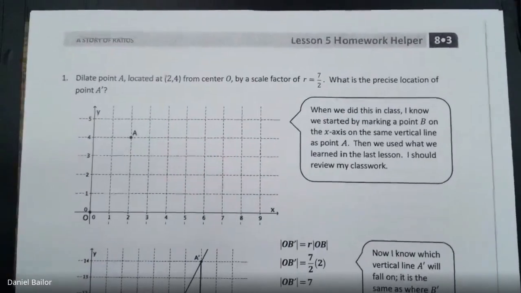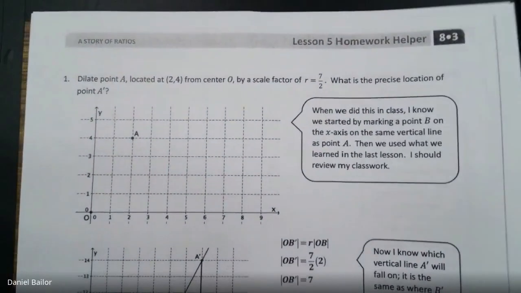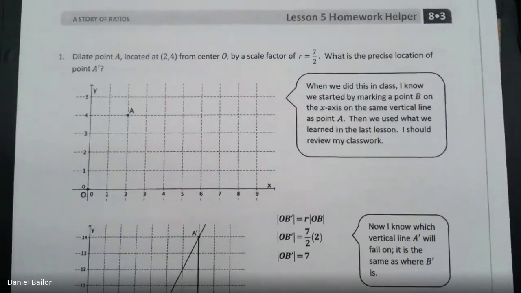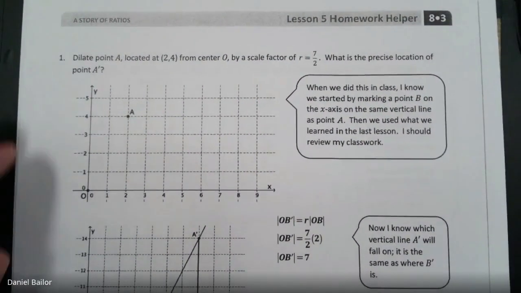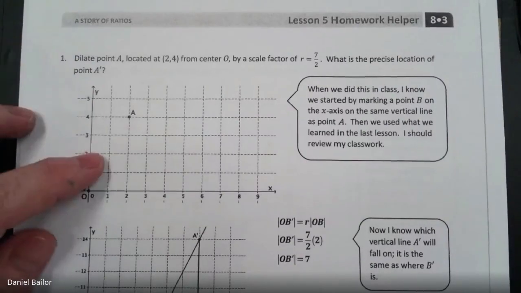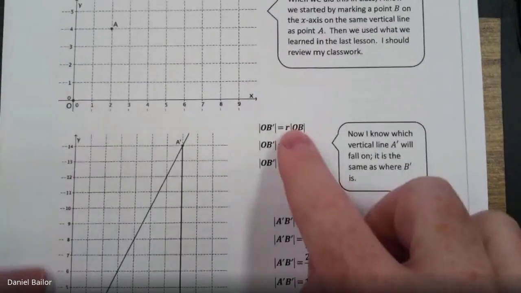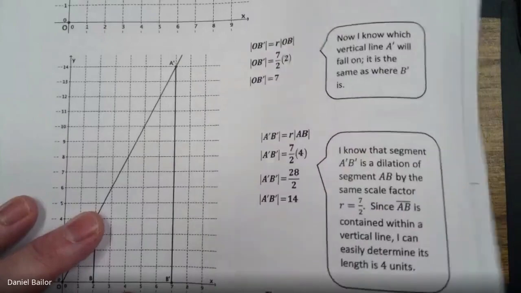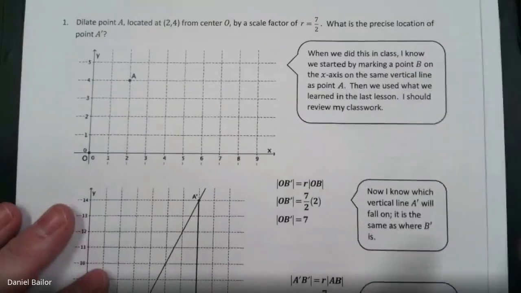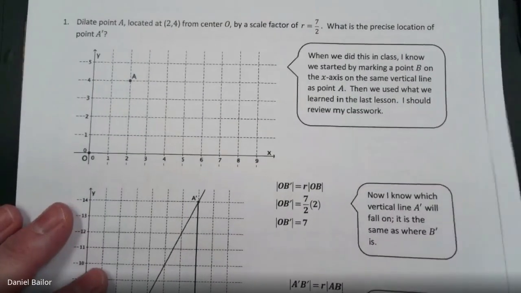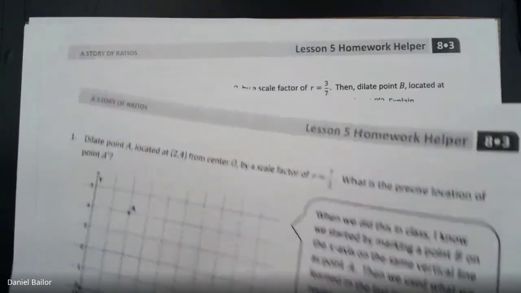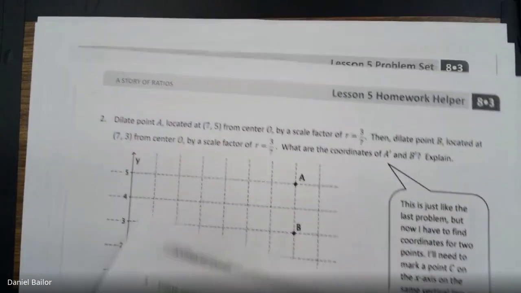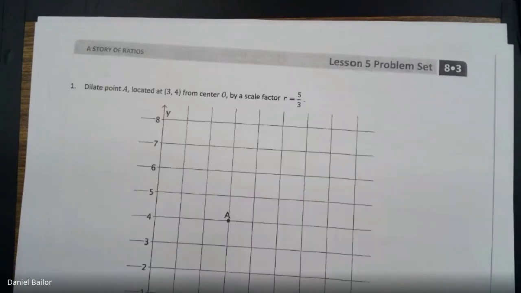The homework helper starts on page 55, and if my explanation was not good enough, or if you want a different explanation, you can always look at the homework helper. It gives you a question, the diagram, the work and the answer, and it even gives you the little talk bubbles where it tells you what they were doing in their mind. So the homework helper is a good tool if you need help. It goes on page 55 and page 56.